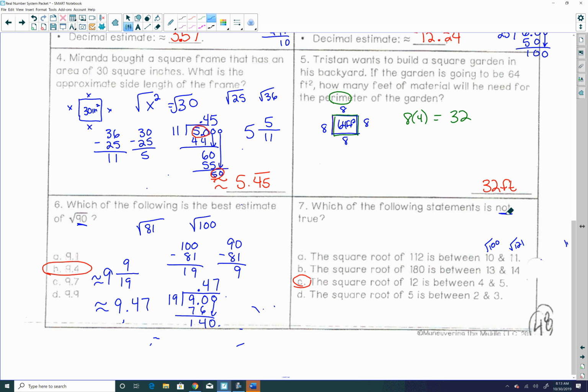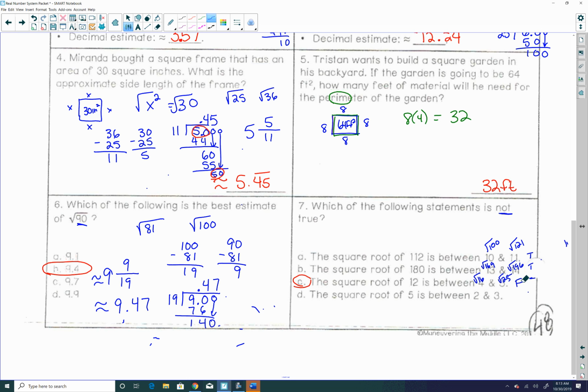Okay, the square root of 169 is 13, the square root of 196 is 14. I remember those because they're kind of opposite. Square root of 180 falls between those, so that one is also true. So we've got 2 true so far. Square root of 12, they're saying, is between 4 and 5. Let's see, square root of 16, square root of 25. 12 does not fall between those two. So that one is false.